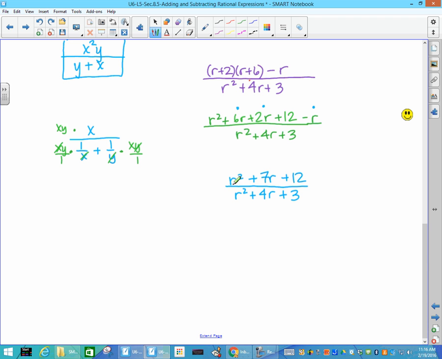And then you have to look. Can you factor that? I'm so glad you said yes, because that's r plus 3, r plus 4. And of course it only helps if I can factor the bottom, and it turns out to be r plus 3 over r plus 1. And my r plus 3's cancel, so I am left with r plus 4 over r plus 1. And that is how it simplifies.